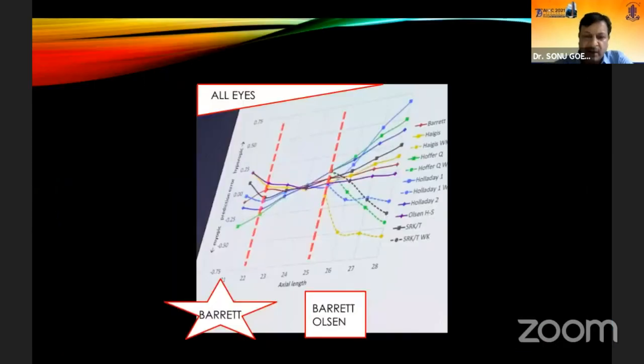Again, if you see here, the central red dotted line depicts the normal axial length, maybe between 22 to 24, 25.